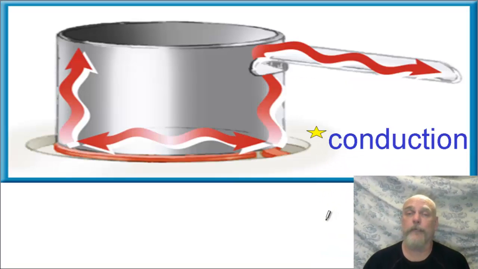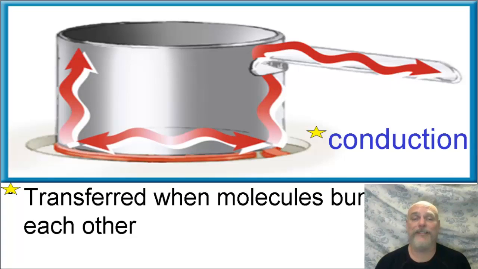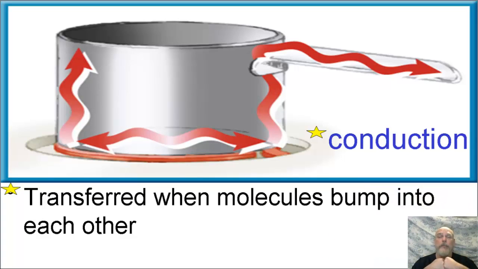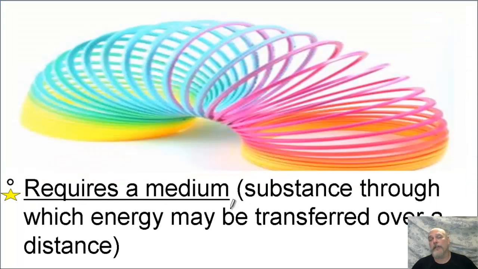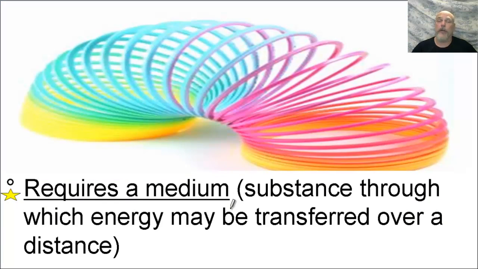conduction. Conduction is defined as the transfer of energy when molecules bump into each other. So this is touching. Conduction is when molecules can actually touch each other, or if you happen to grab hold of this hot pot, you're going to burn your hand because you're coming into contact with this hot pot. Conduction requires a medium. A medium is a substance through which energy can be transferred over a distance.